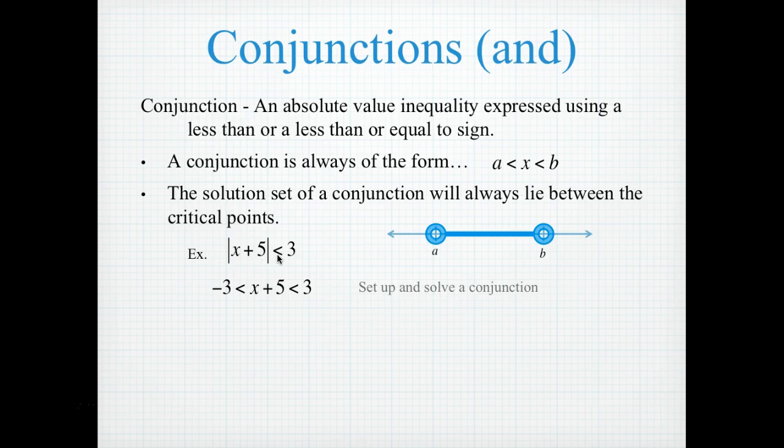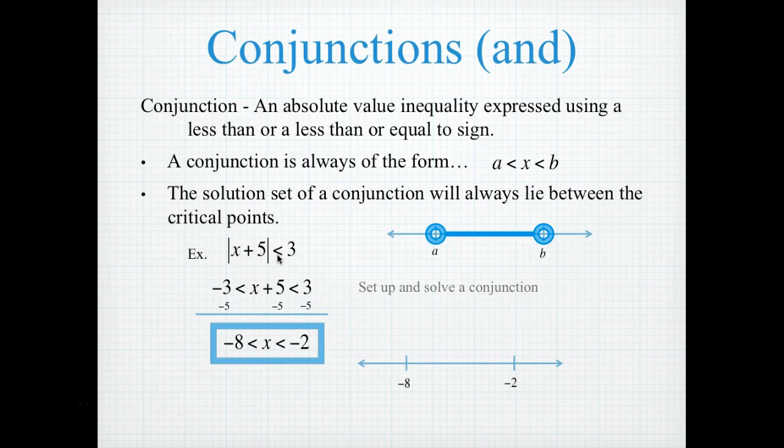We're now ready to solve, so we subtract 5 from all three sides of the inequality, isolating the variable, giving us negative 8 is less than x is less than negative 2. Negative 8 and negative 2 represent our critical points. We're going to place open circles at both critical points, and our solution set is going to lie in the middle.